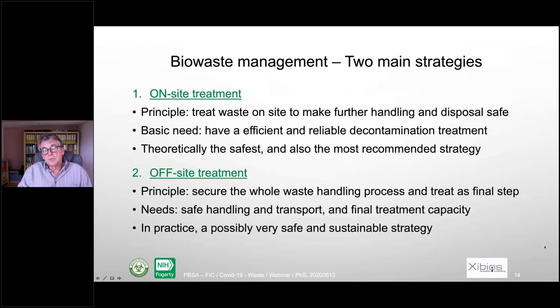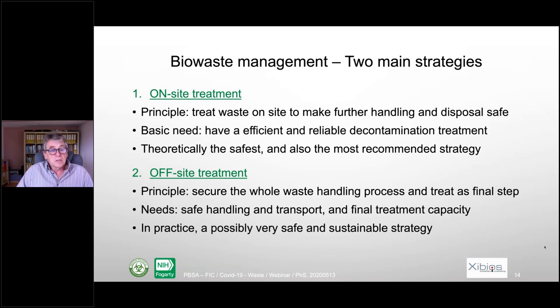So basically there are two main strategies that can be used to manage biological waste. The first one is on-site treatment. So the principle there is to treat hazardous waste on the site to make further handling and disposal safe. The basic need for that is a very efficient and reliable decontamination treatment. If we have that, then it will facilitate the rest. So theoretically, it's the safest way to proceed. And also, it's the most recommended strategy. For instance, if we look at WHO recommendations or countries that have a regulation, the general requirement is to treat the waste as close as possible to its source.